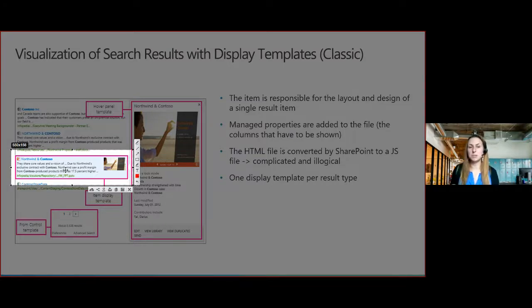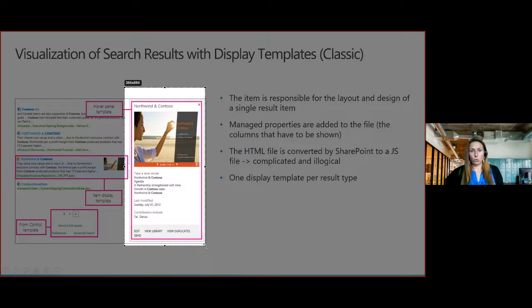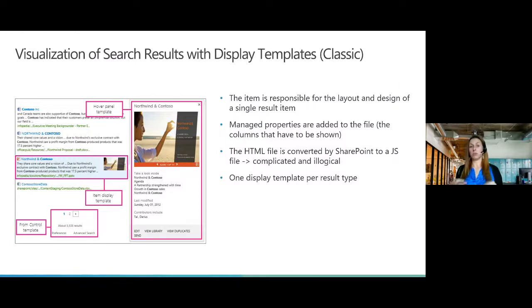So this was the item display template. And then you also had a hover display template that was used. You can see it on the right side. The hover display template also was showing something if you were hovering over an item. In this case, the preview of the document. Yeah, and like I said, it's really complicated.